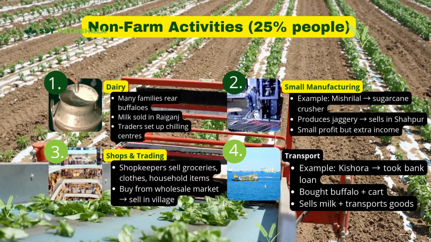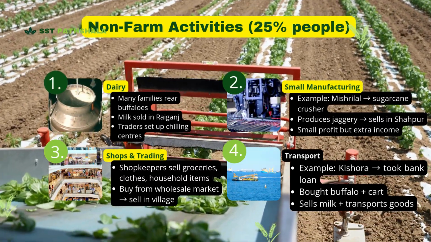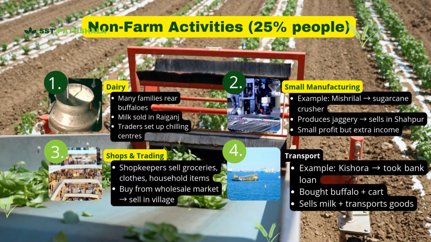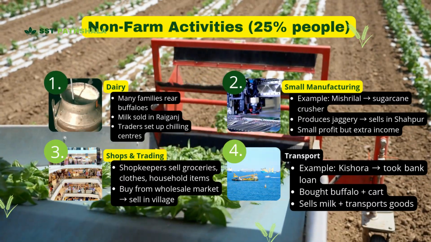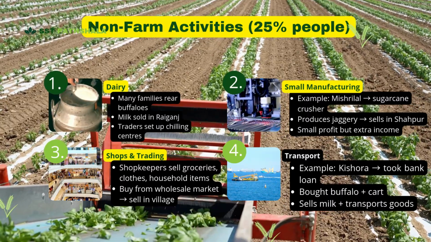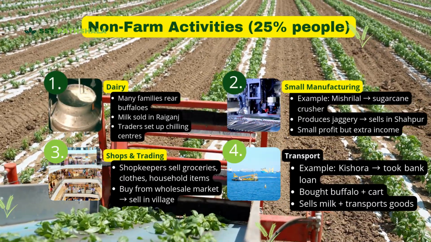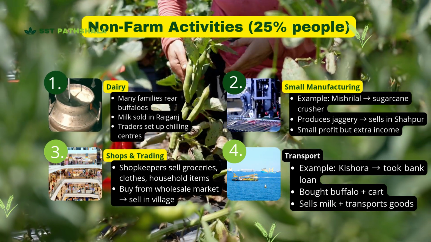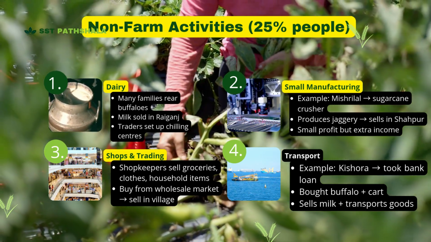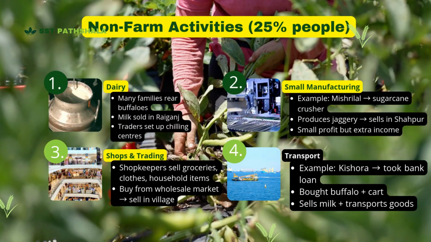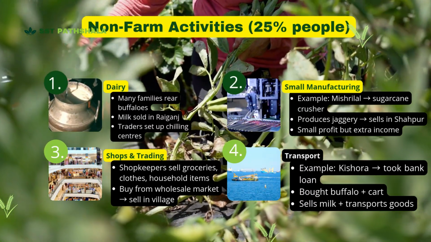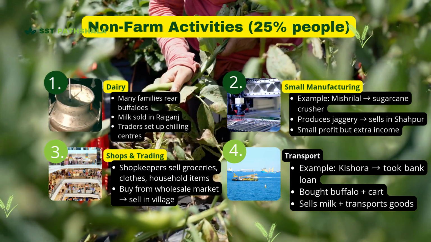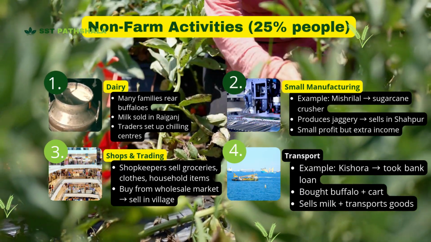Now, fifth is the computer center. Karim started a computer center training and employed educated women. Now, sixth is mixed activity, like Kishore, a laborer who took a loan, bought a buffalo, and now sells milk and also rents his cart for transport. These examples show that non-farming activities are also an important source of income in the village.